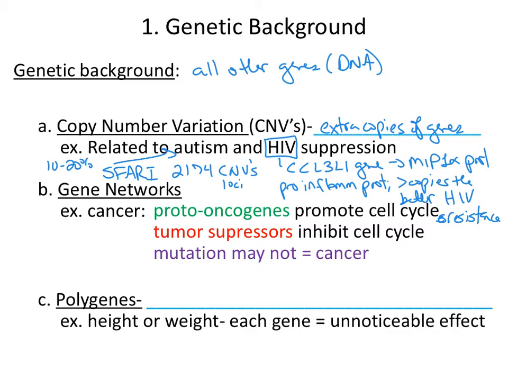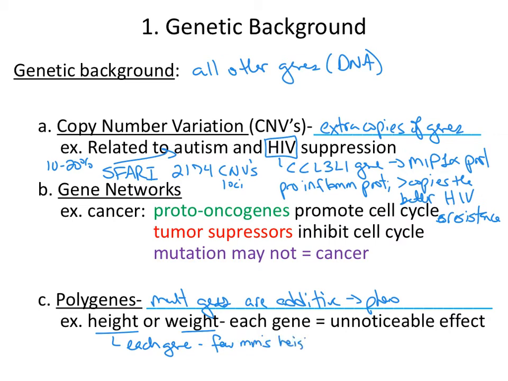Okay. And the last on this page of the 4 different genetic background examples is polygenes. So with polygenes, multiple genes are additive to lead to the phenotype. Okay. Examples are height and weight. For height, each gene only allows for a few millimeters in height. So if you lose one, it's kind of unnoticeable.